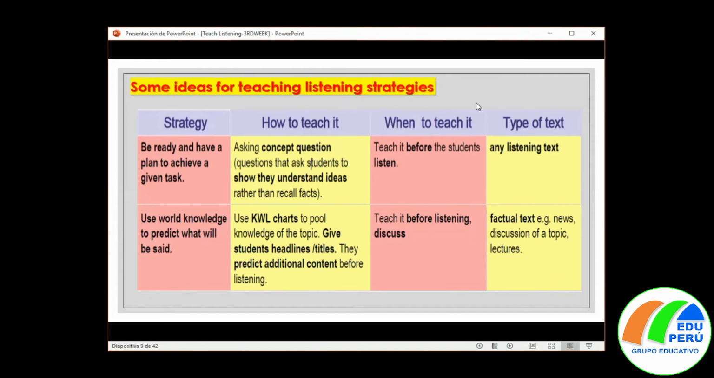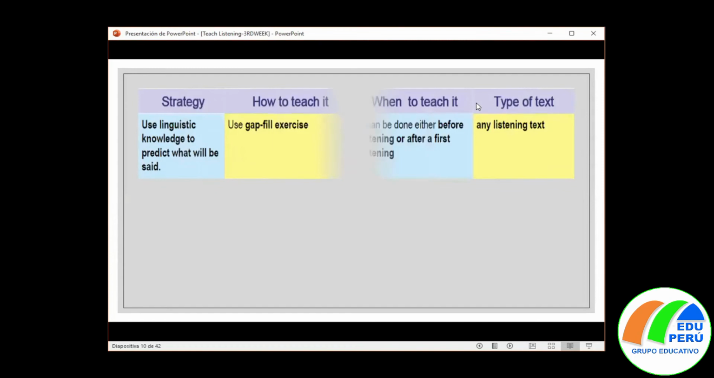Now, let's see more strategies. Use linguistic knowledge to predict what will be said. And notice word knowledge, linguistic knowledge. How to teach it? We could use gut feel exercise. You know what is a gut feel? Gut feel exercise? Have you heard it before? Gut feel.